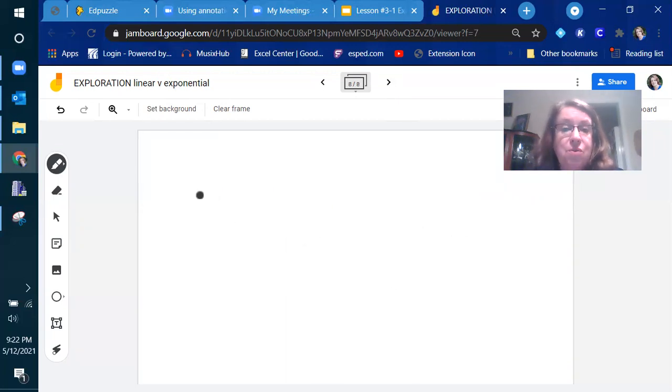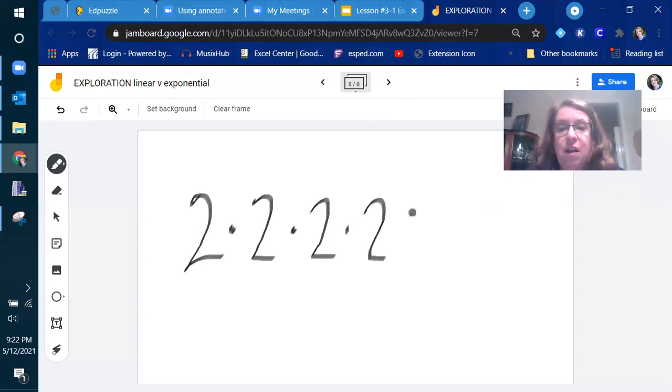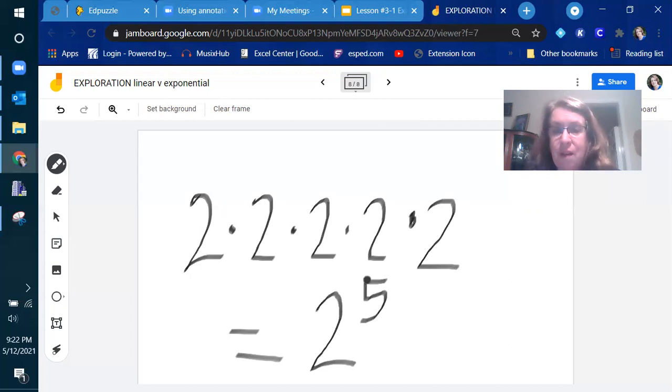But if I do 2 times 2, and I multiply it over and over, and let's just go ahead and do this 5 times. Instead of adding 2 over and over, I multiply by 2 over and over. Another way to write this, 2 times 2 times 2 times 2 times 2, is 2 to the 5th power. So that's another dynamic here.